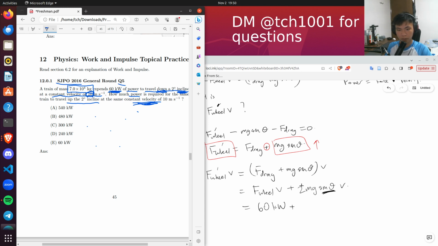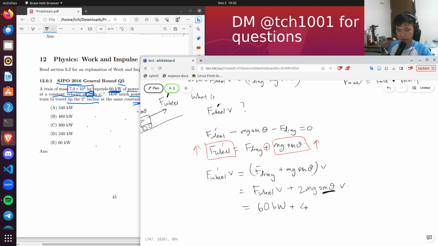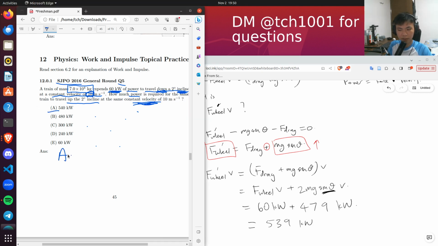Okay, so what we get is 479 kilowatts, approximately, to 3 SF. And if we add it to 60 kilowatts, 479 plus 60, that gives us 539 kilowatts. Alright, so the closest answer in this case is A, so the answer is A.